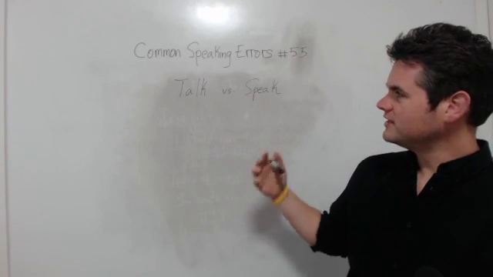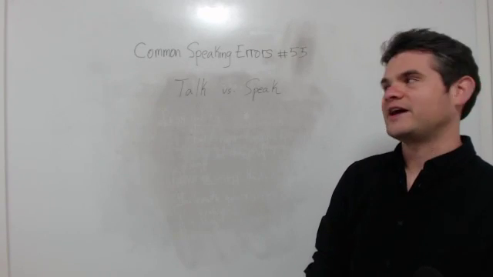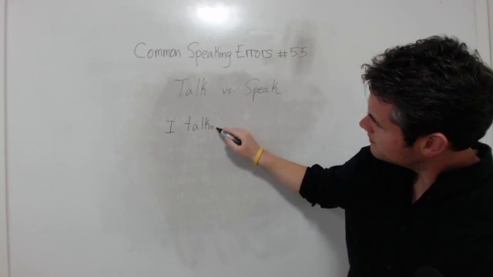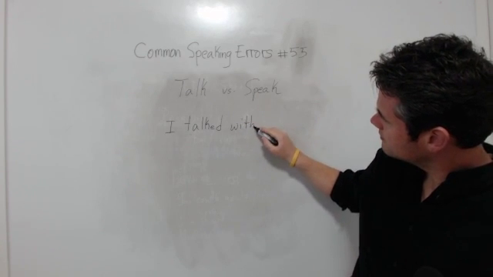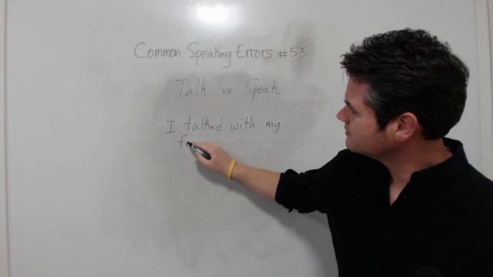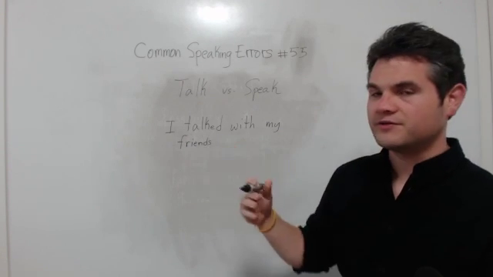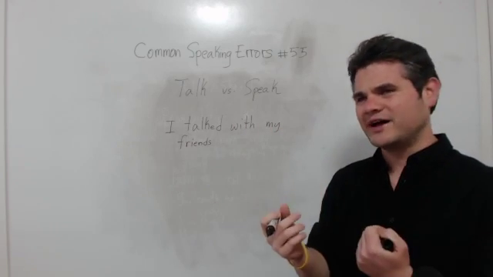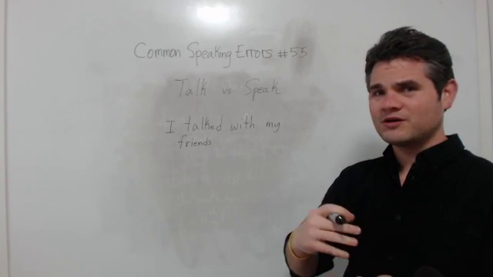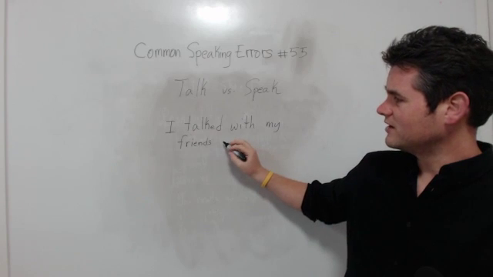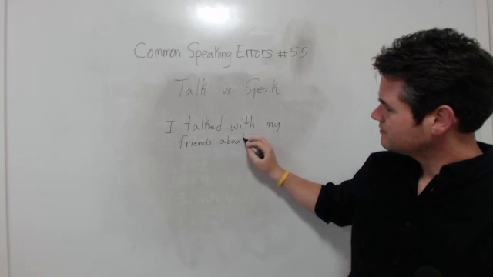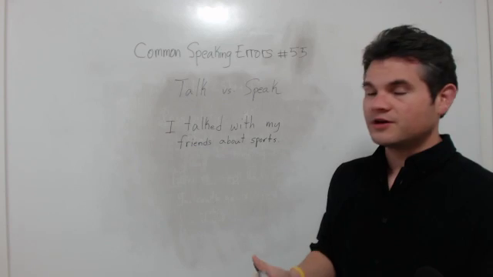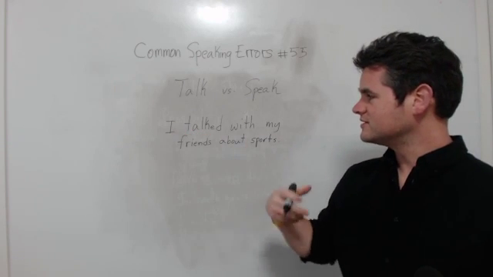So, let's start simply enough with talk. So I can say, I talked with my friends. So if you say I talked with my friends, obviously the context here with my friends is a casual context. If you want to give more context here, you can say I talked with my friends about sports. So yeah, you can say I talked with my friends about sports.